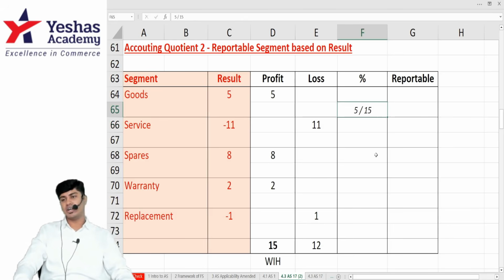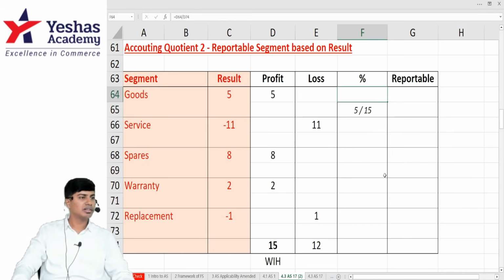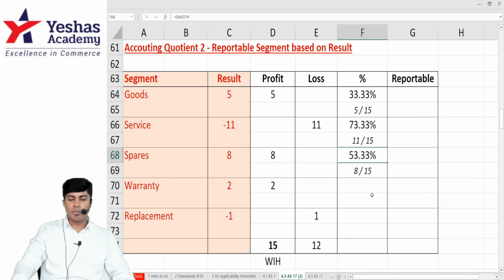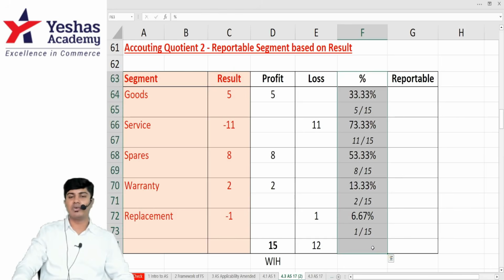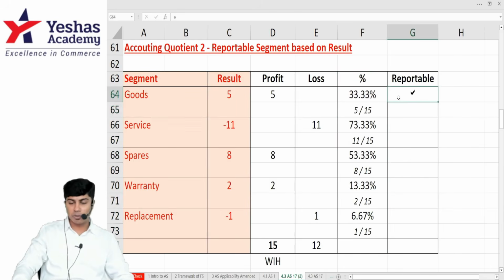So how do we compute? 5 by 15 into 100. How much is 5 by 15 into 100? 33.33. 11 by 15 into 100. Very good. 8 by 15 into 100. How about 2 by 15 into 100? 1 by 15 into 100 is 6.67. Now this will be checked if it is more than or equal to 10. Is it more than 10? Yes, reportable. Is this more than 10? Yes, reportable. Is this more than 10? Yes, reportable. 13.33, is it more than 10? Yes, so this is also reportable. 6.67 is not more than 10, not even equal to 10. So this is not reportable.